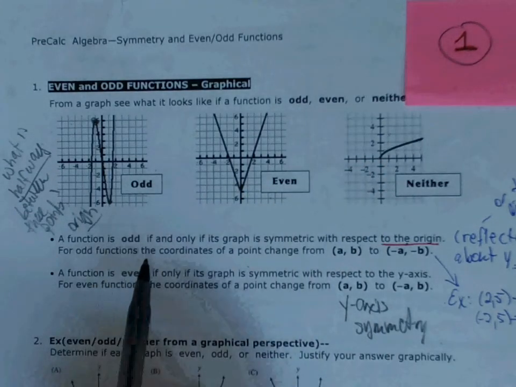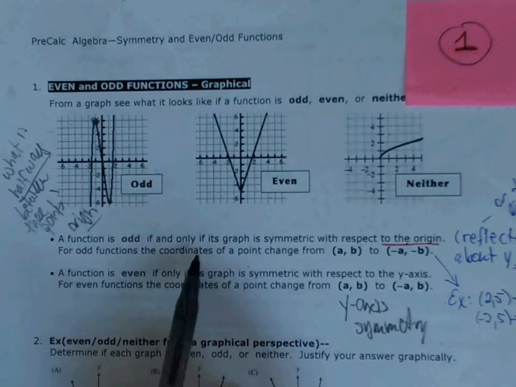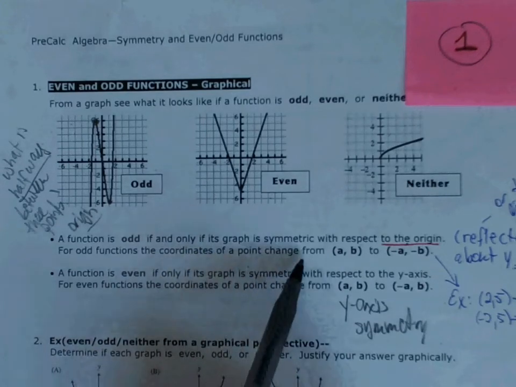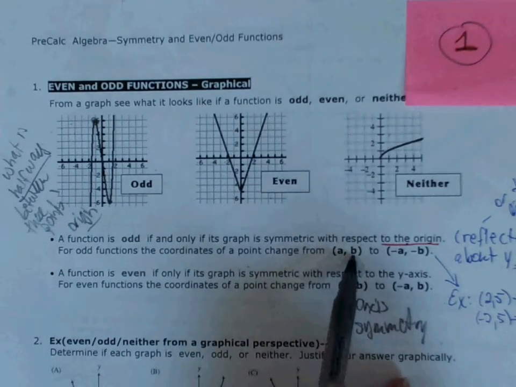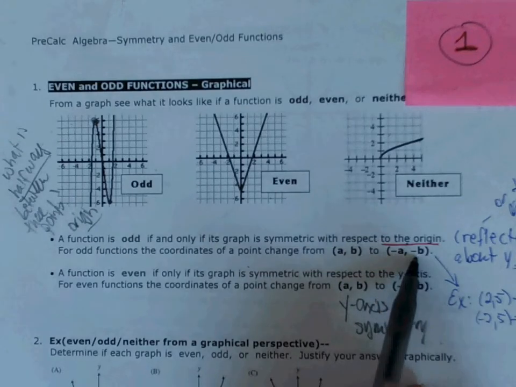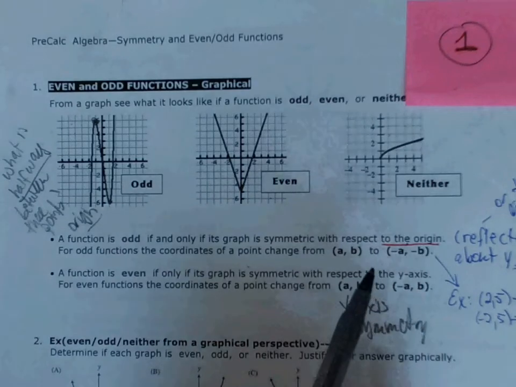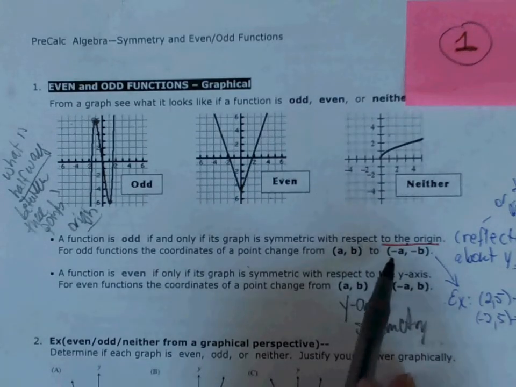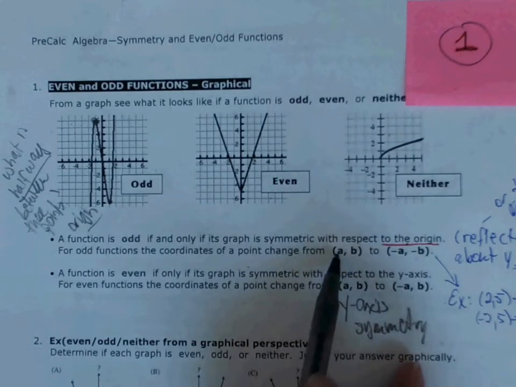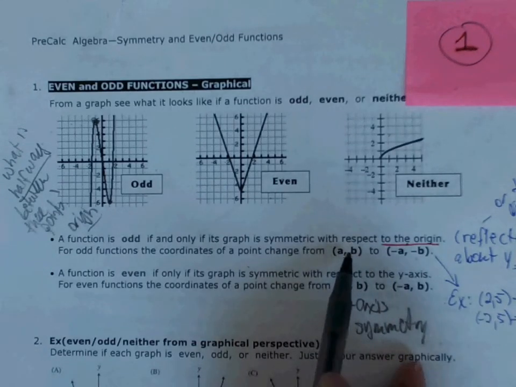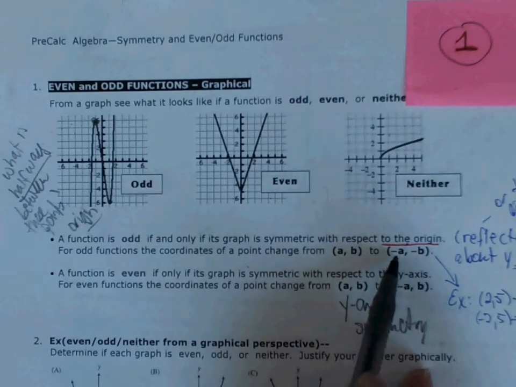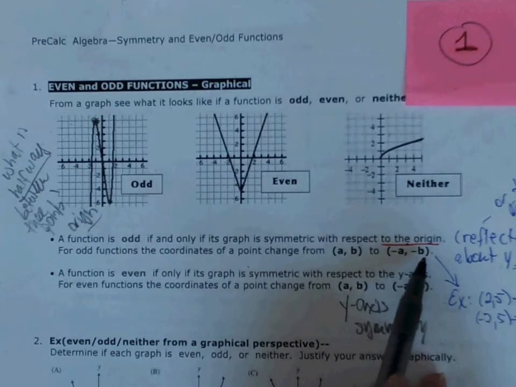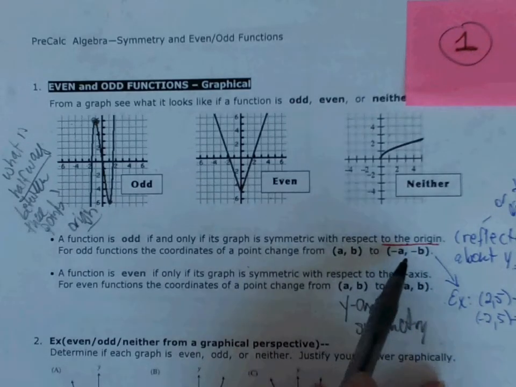So if it's an odd function, if it has odd symmetry, the xy coordinates change from a, b to negative a, negative b. Now I know you can read that and you're probably going, what the heck? All right, so this is what I want you to think of. Think of the negative as opposite. So if you have any x and y coordinate, do you have the opposite x and the opposite y on the graph? Okay, so we're going to do an example here in 1 second.